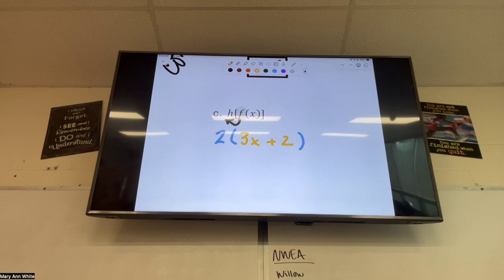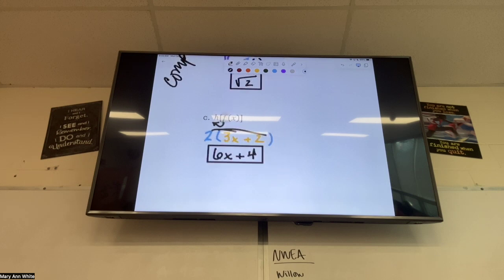And now I'm just going to simplify this. I'm going to distribute. I'm going to combine like terms. I'm going to call it a day. So 2 times 3x is 6x. 2 times 2 is 4. 6x plus 4. Okay. Everybody okay with that?